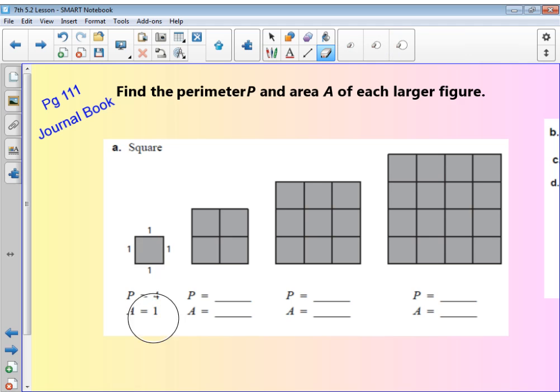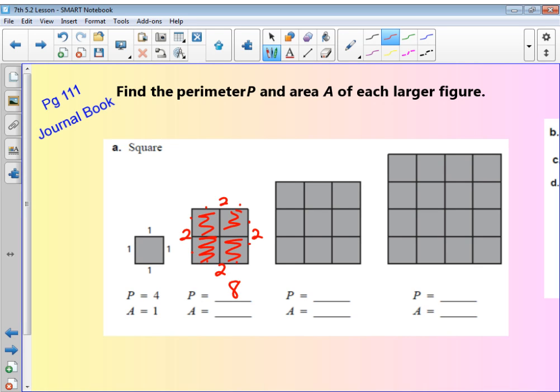So now we're going to continue this pattern. We're going to double each side. So now instead of it being 1, it's a 2 by 2. If I count how many squares there are, there's 1, 2, 3, 4, 5, 6, 7, 8 around the outside. So our perimeter is 8, or I could add 2 plus 2 plus 2 plus 2. To find the area, it's base times height, 2 times 2, or we can count our squares, 1, 2, 3, 4, because we have that visual. So the area would be 4 units.